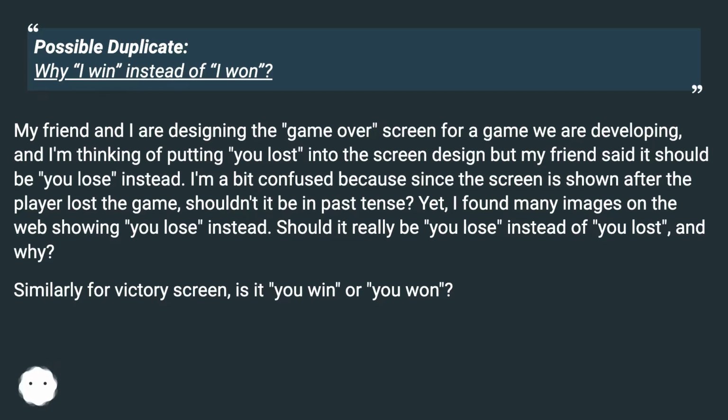I'm a bit confused because since the screen is shown after the player lost the game, shouldn't it be in past tense? Yet, I found many images on the web showing "you lose" instead. Should it really be "you lose" instead of "you lost", and why? Similarly for the victory screen, is it "you win" or "you won"?